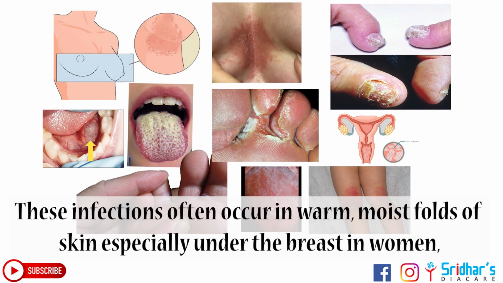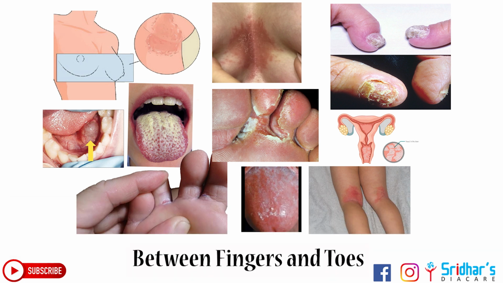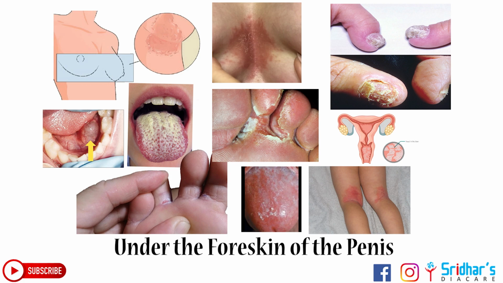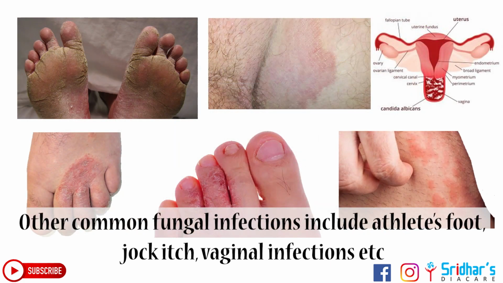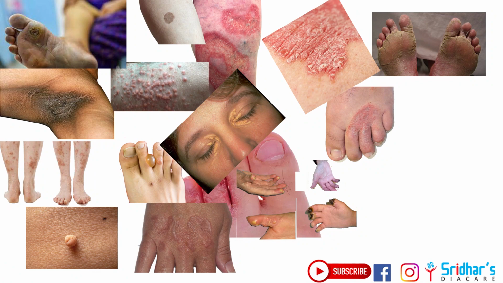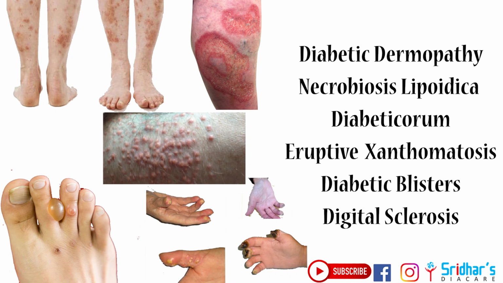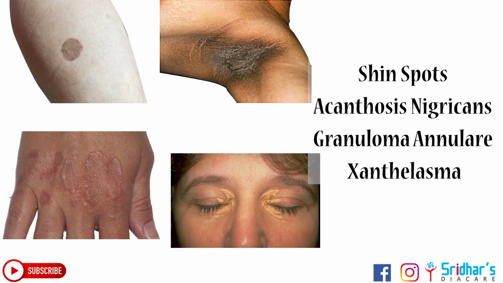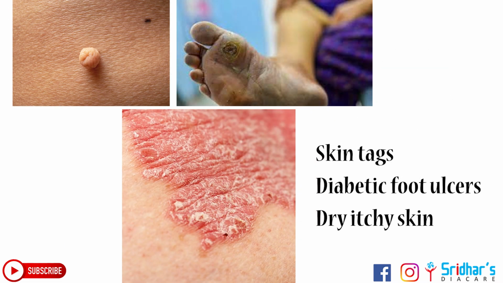These infections often occur in warm, moist folds of skin, especially under the breasts in women, around the nails, between fingers and toes, corners of mouth, under the foreskin of penis, and in armpits and groin. Other common fungal infections include athlete's foot, jock itch, vaginal infections, etc. There are various other skin problems which can happen mostly or only to people with diabetes. These include diabetic dermopathy, necrobiosis lipoidica diabeticorum, eruptive xanthomatosis, diabetic blisters, digital sclerosis, shin spots, acanthosis nigricans, granuloma annulare, xanthelasma, skin tags, diabetic foot ulcers, and dry, itchy skin, etc.